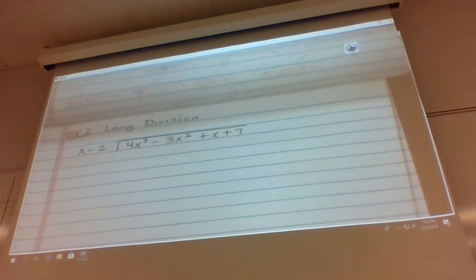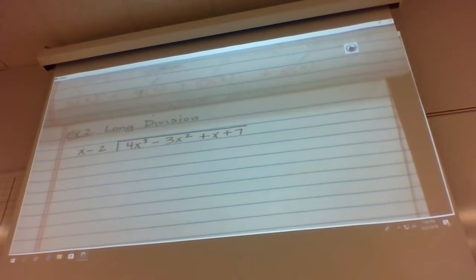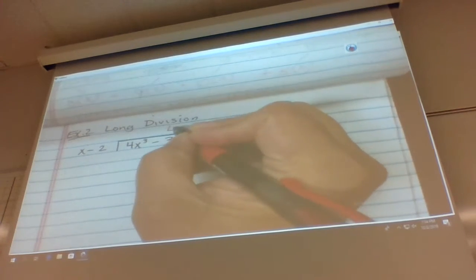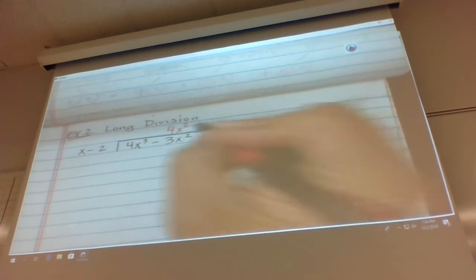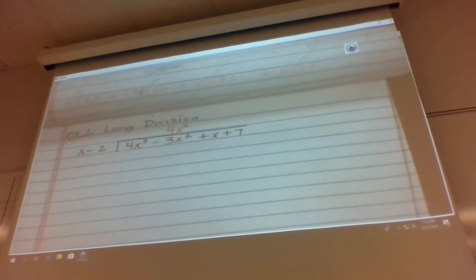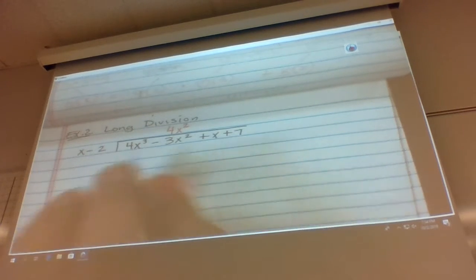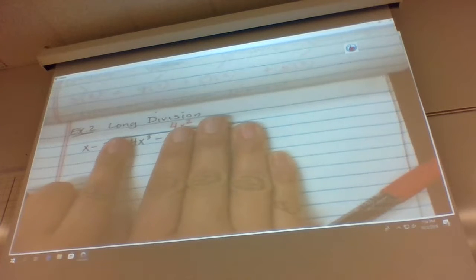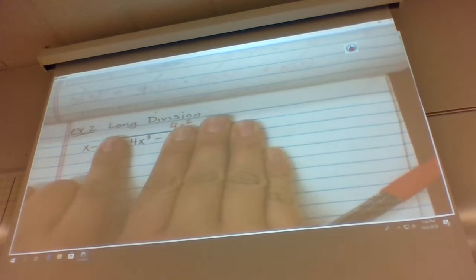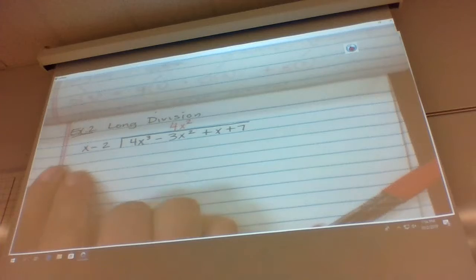Is that what you put up there? Now, why is it a 4x squared? Because this guy has a 4, and that's a 1. You only look at this to figure out the number up there, but when it comes to the multiplication, don't forget about that -2. So then do the next step.